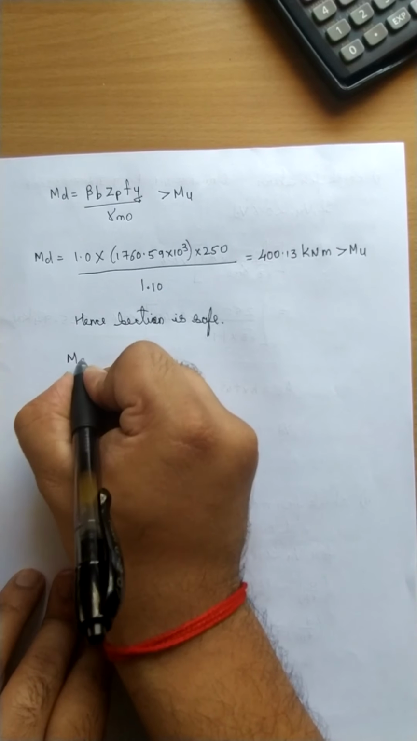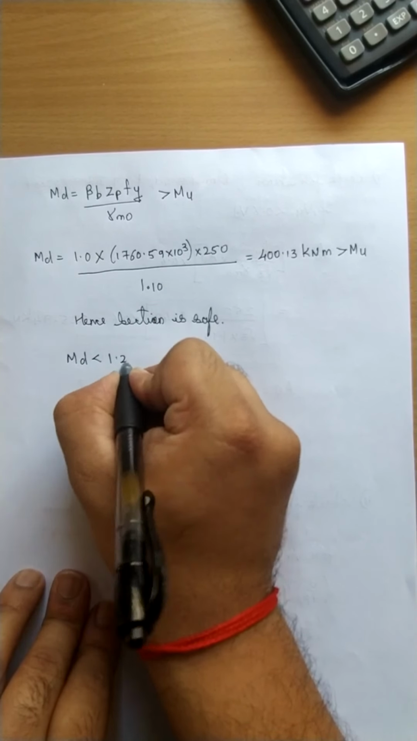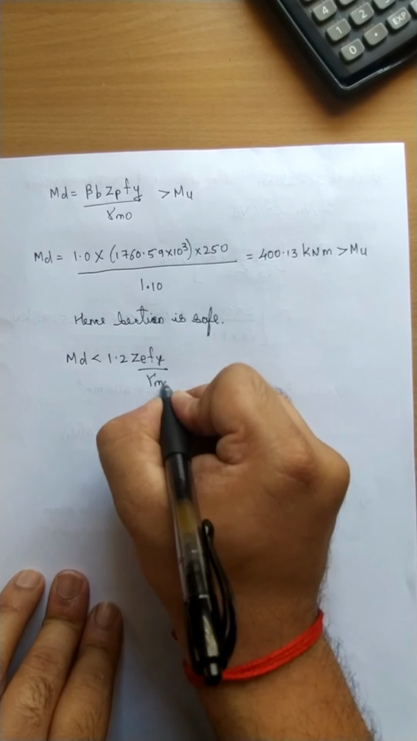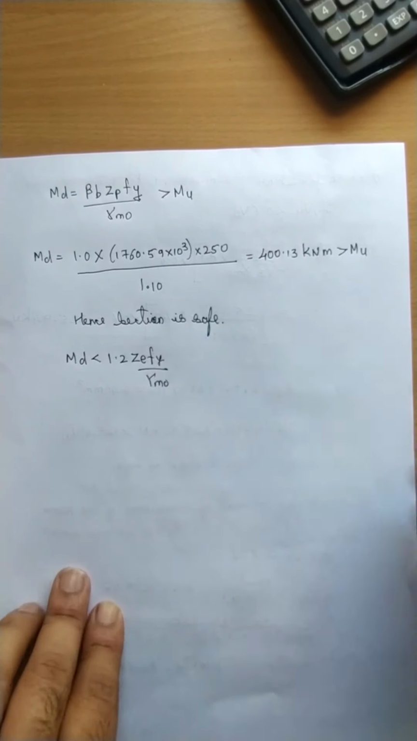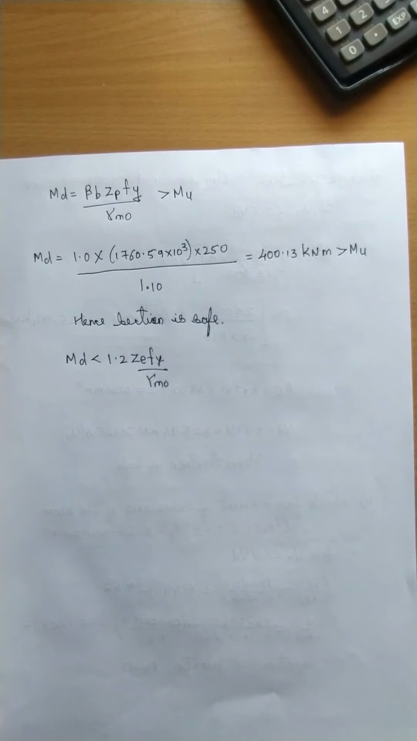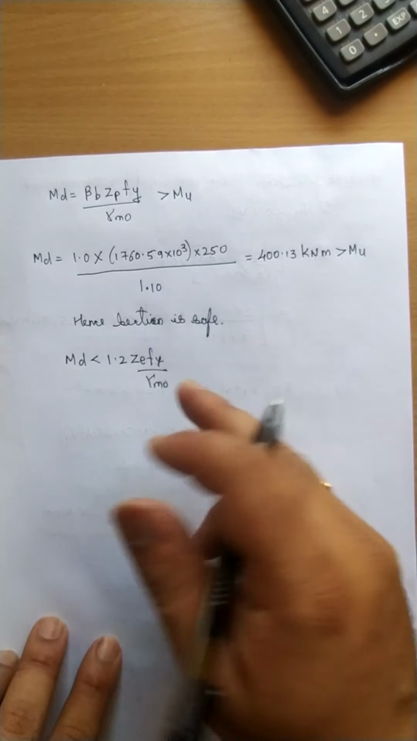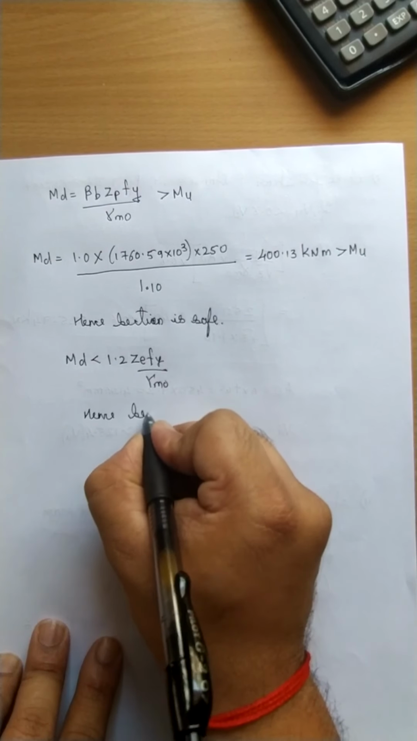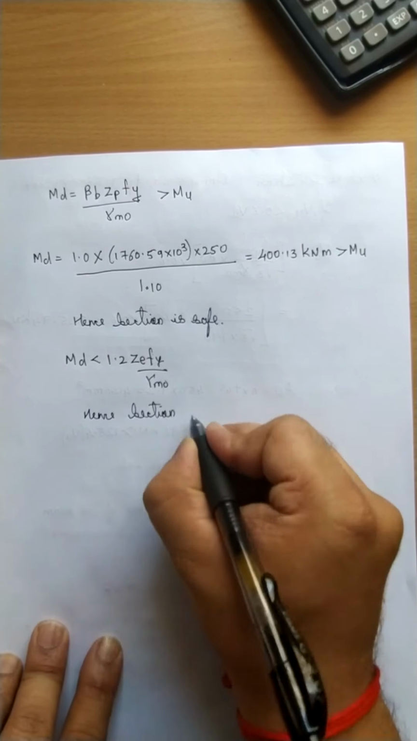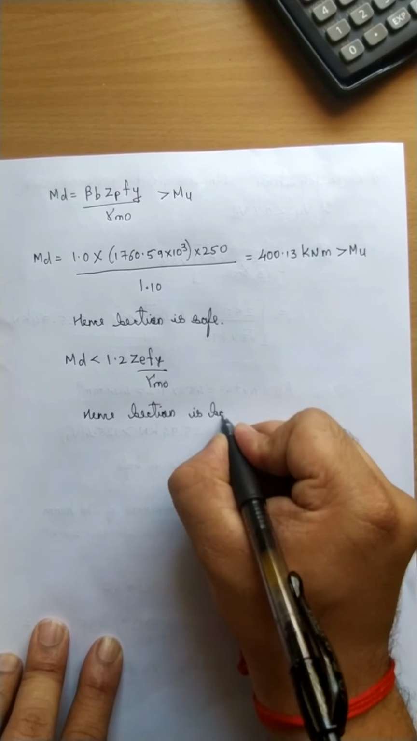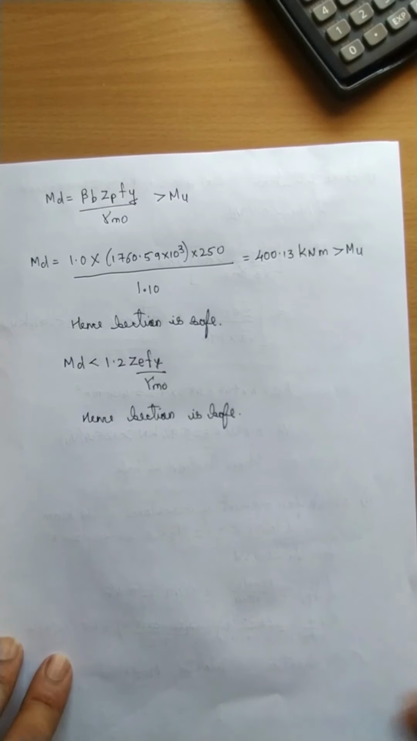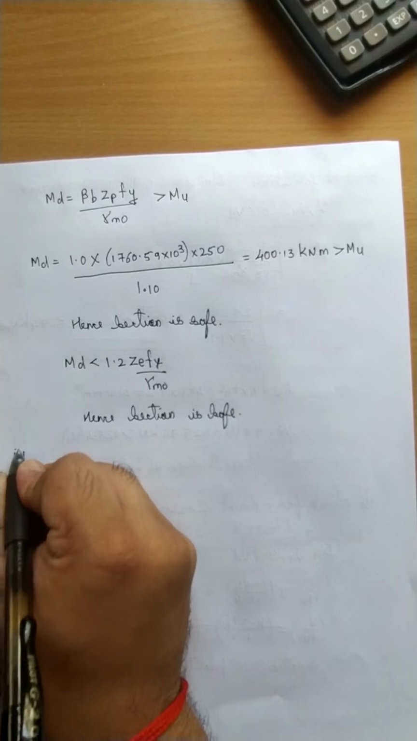Also MD should be less than 1.2 ZE Fy divided by gamma m naught. The ZE, the elastic modulus, you will get from page number 168. I have already checked for it, so this is also working. Hence the section is safe. So the check for shear is done, the check for moment resistance is done. Next is the check for deflection.